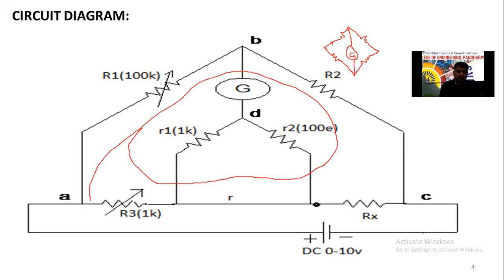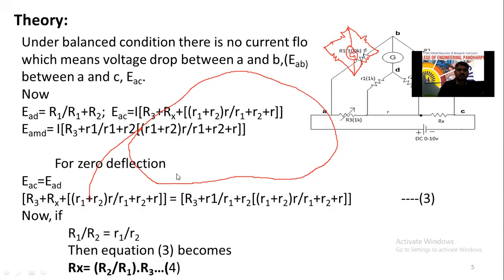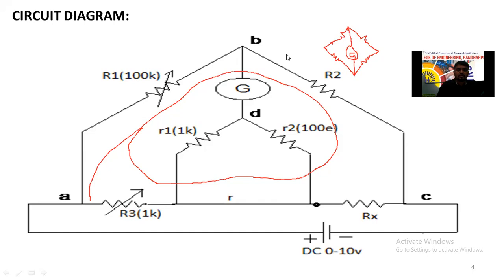But in between this here, two more extra resistances we have used in this condition. So this is one bridge, and this will act as another bridge. This is completely one bridge. So two bridges are there. For that reason, the name double bridge came. This is the circuit diagram.